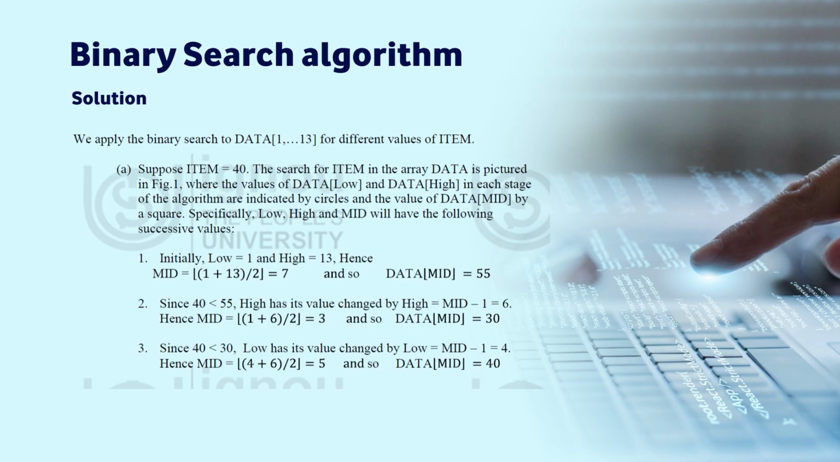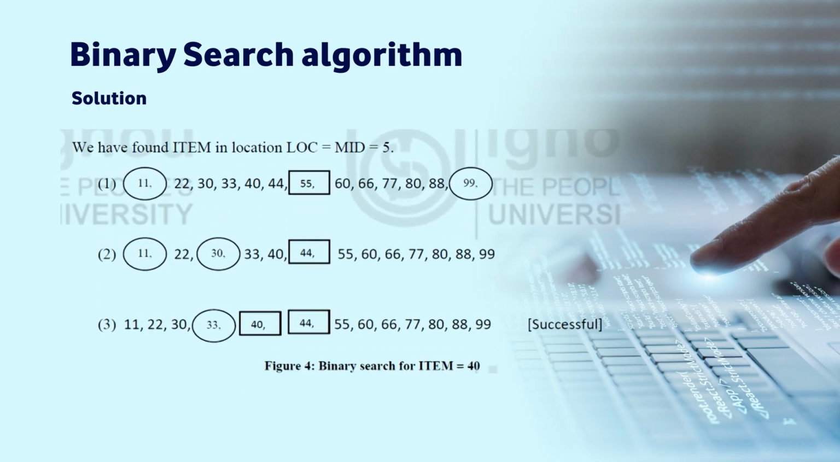So what is the element at index 7? It is 55. So the data at mid is 55. Now compare 55 with the item you want to find. It is 40, so check whether 40 is less than 55 or greater than 55. 40 is less than 55.